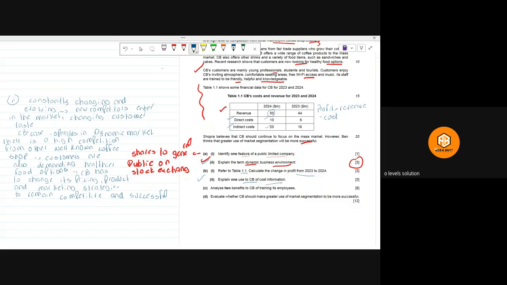Okay, so revenue is 50, direct cost is 10 and 20. So this is 30. So 50 minus 30. So it means that the $20 million profit is in 2024.